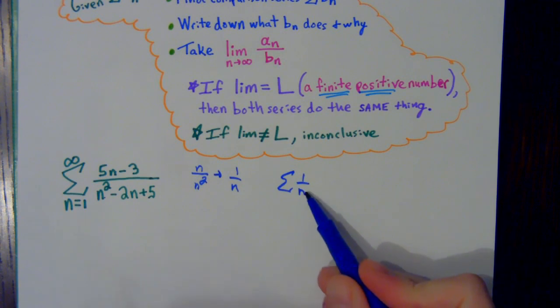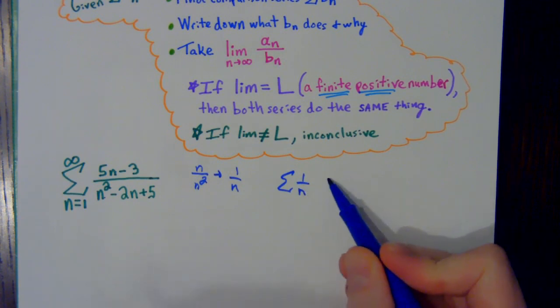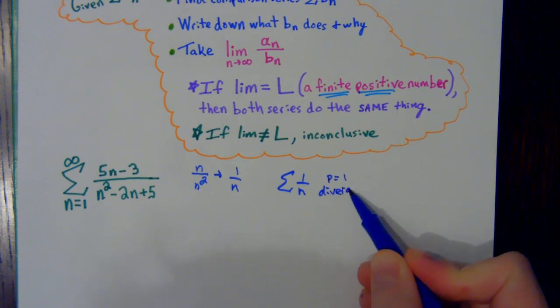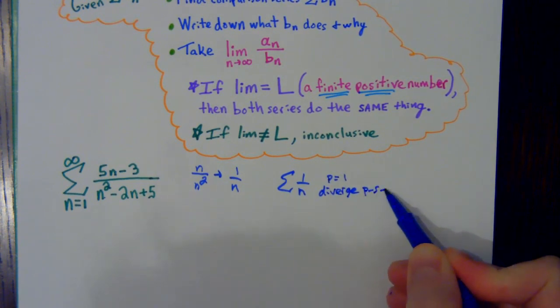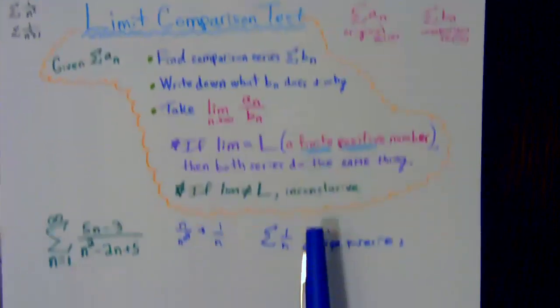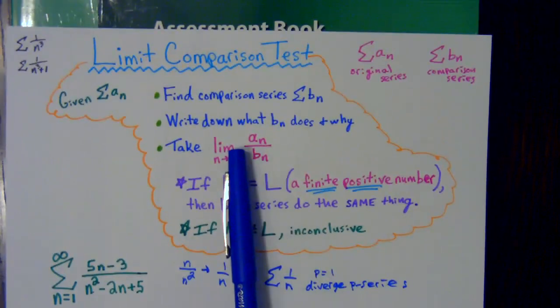And then I know that this is an easy P series where that P is equal to 1. So I got that easy P series. This is a divergent P series. So I'm following the steps there. I have my comparison series, and then I wrote down what that does and why. That's a divergent P series. And now I'm on this step here.